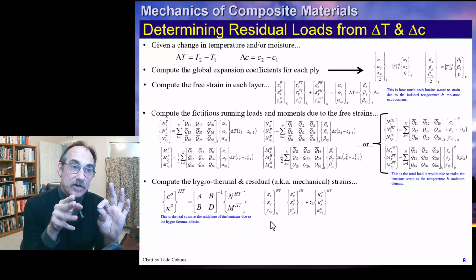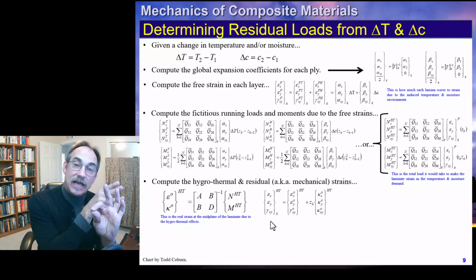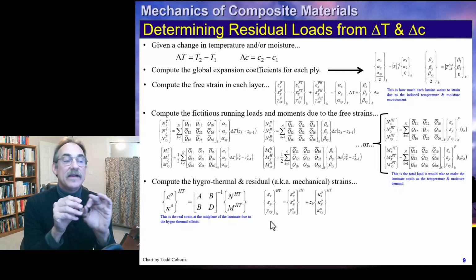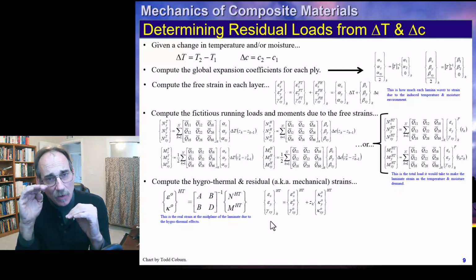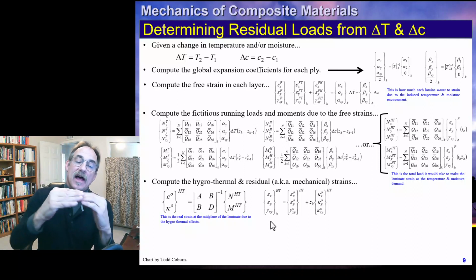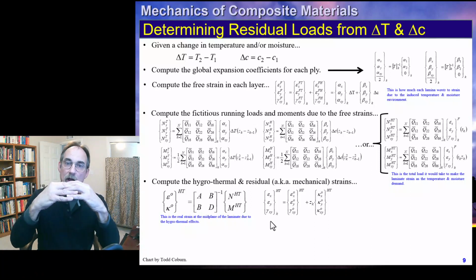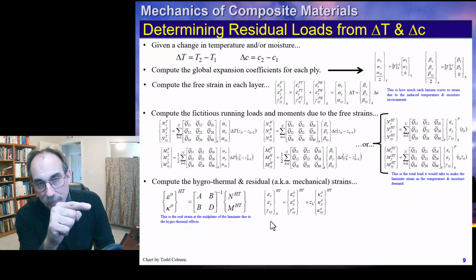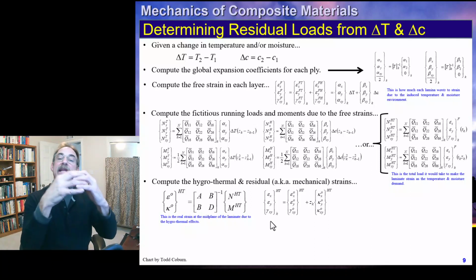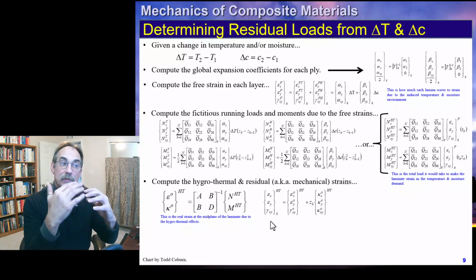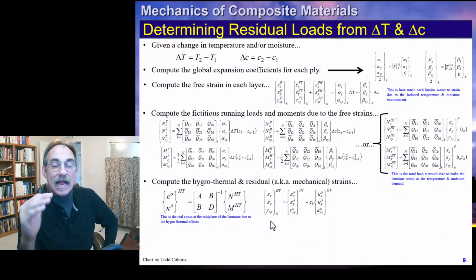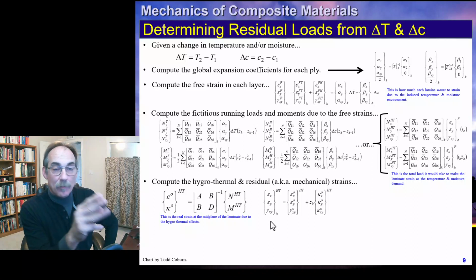Z-bar times the curvatures plus the midplane strains of the laminate will give us the strains in each ply. So if we put in the Z-bar position of ply 1, we're going to get out the hydrothermal strain in ply 1. If we put in the Z-bar position of ply 2, we're going to get the hydrothermal strain in ply 2, and so on. So we do this once for every ply. We now have, however many plies we have, that number of sets of 3 values each for strain.